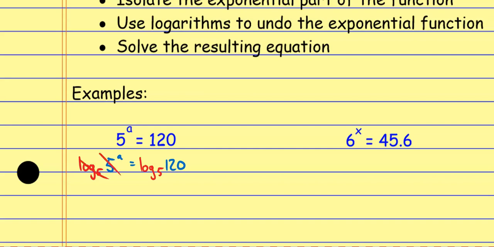They cancel out and just leave me with the exponent, which is a. That's what this property we were just talking about is saying. Hey, the logarithm and the exponential part cancel out. I'm just left with the exponent. So on that side of the equation, I just get a.